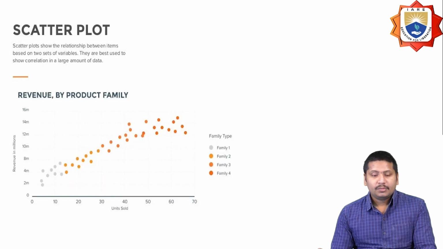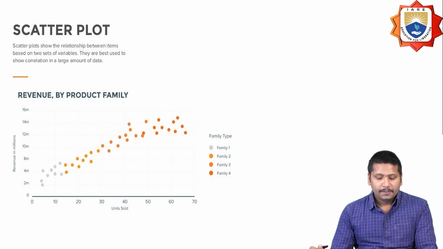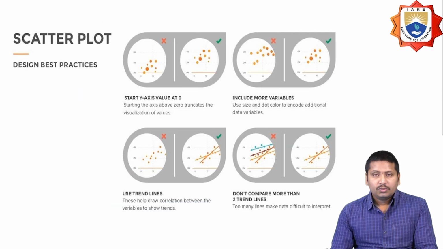And next one is the scatter plot. A scatter plot is going to show the relationship between items based on two sets of variables. They are best used for showing relationships in a large amount of data. Suppose I want to show revenue by product family. How can I put it? So what are the design practices we have to follow here?